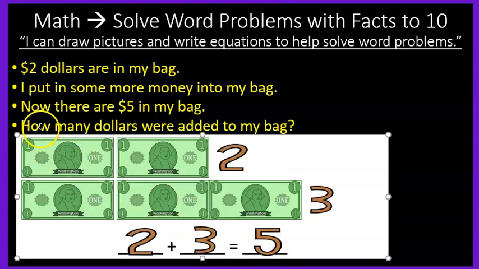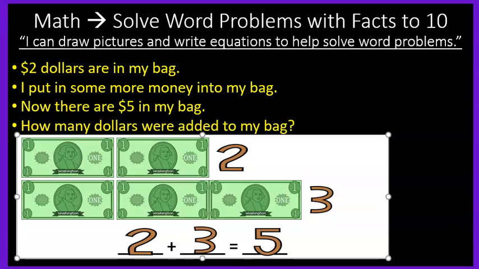And here was the question. How many dollars were added to my bag? $3. So you had $2 in your bag. You added 3 more dollars. And now you have $5, okay? Now, boys and girls, if you forget how to do these problems again, rewind the video and rewatch it. Sometimes you have to watch it more than once, okay?